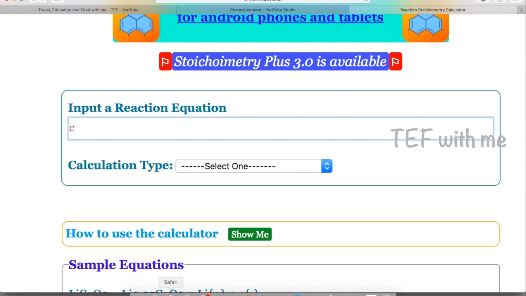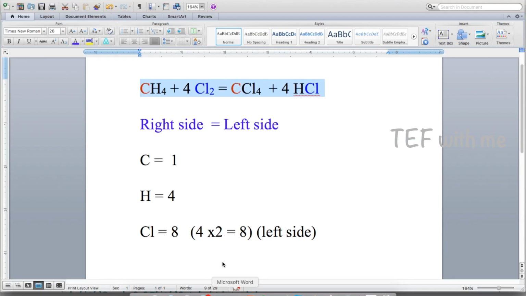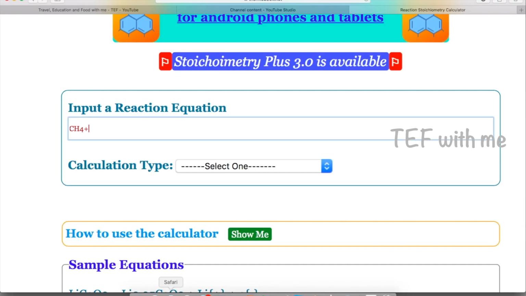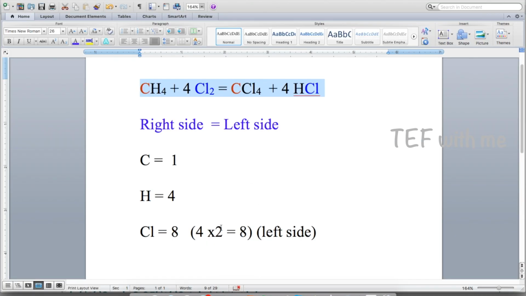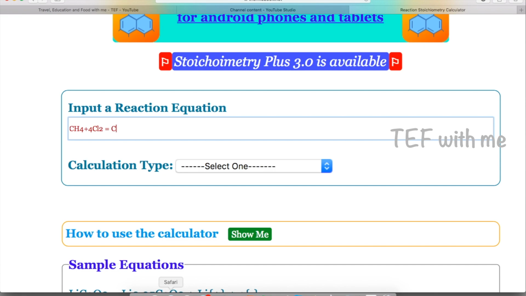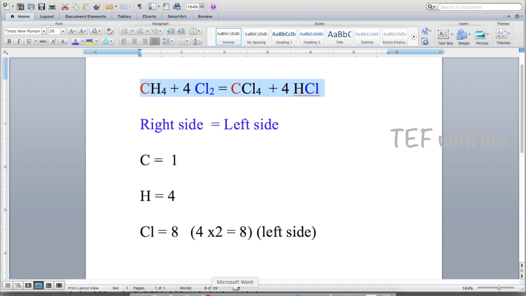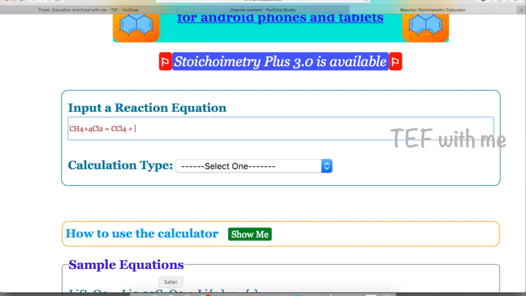So I am going to type this equation: CH4 plus 4Cl2, leave some space, equal to CCl4 plus 4HCl. See, now I gave the balanced equation.